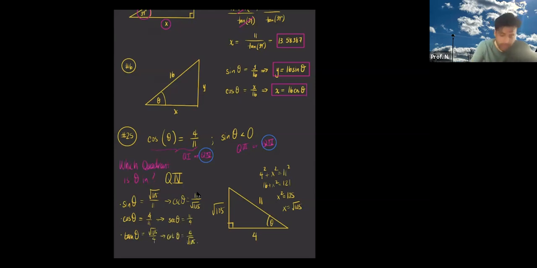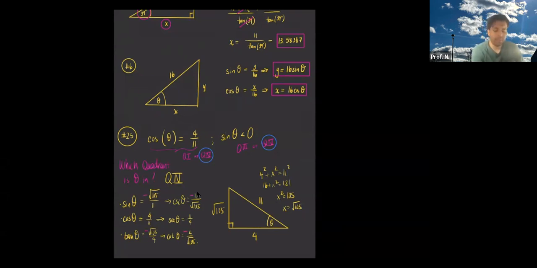And don't forget, because I'm in the fourth quadrant, sine has to be negative. Cosecant is negative. Cosine is positive, but tangent has to be negative. So don't forget about the negative sign. So that's how you do 25.